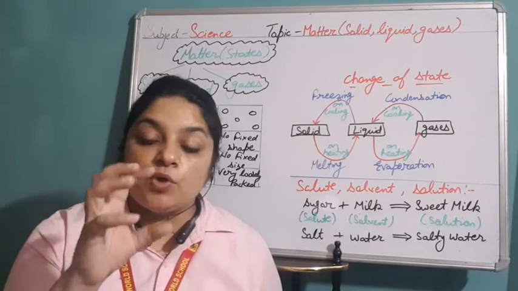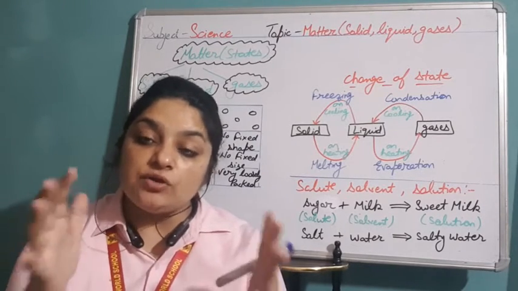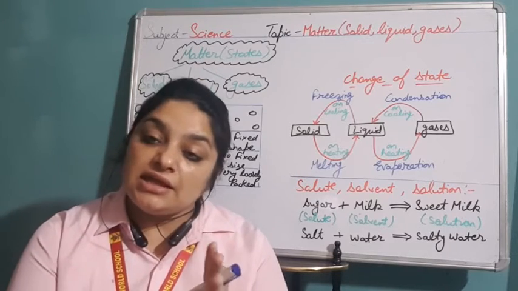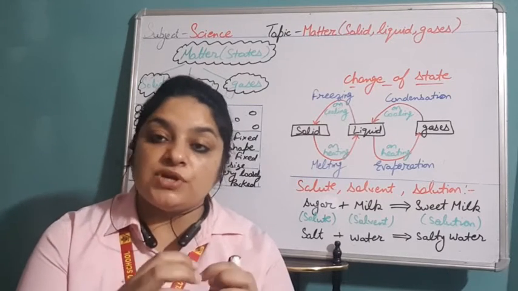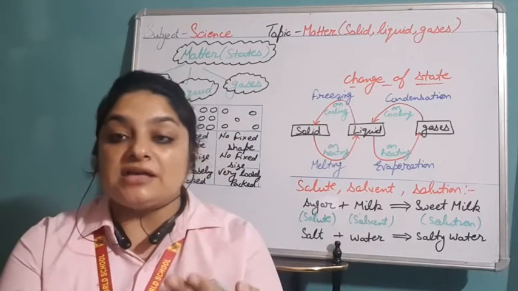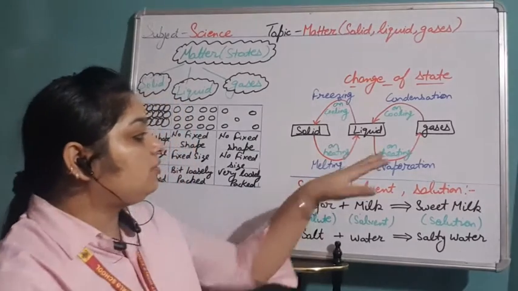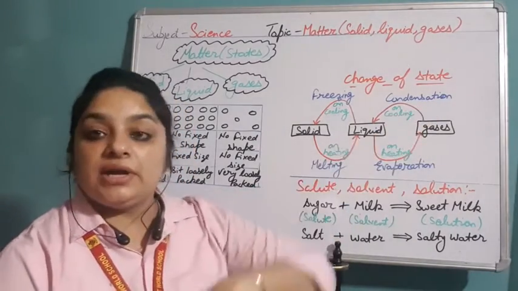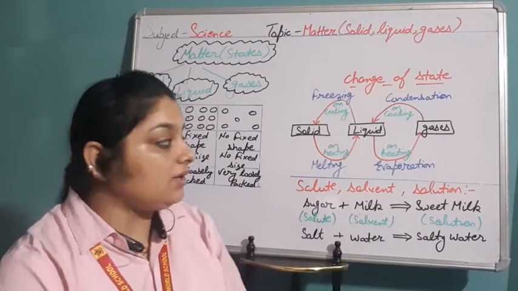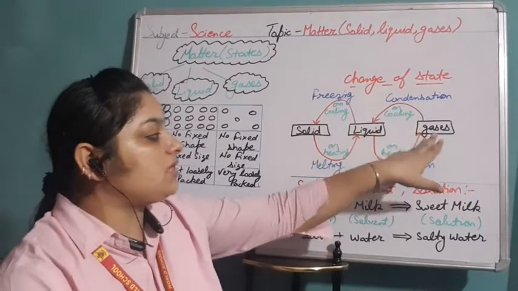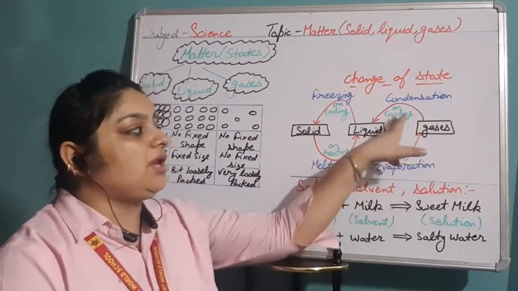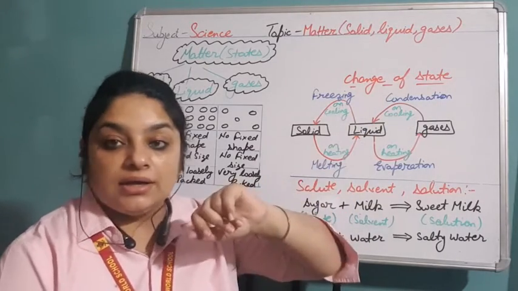When steam or water vapor particles come in contact with a cold surface, they again start coming close to each other, and they change from gas to liquid state. That's why they change to water droplets. So these are examples of condensation. What is condensation? Condensation is simply the process in which gas changes into liquid on cooling.